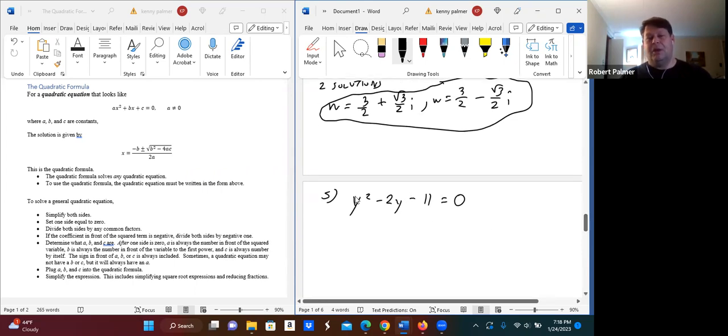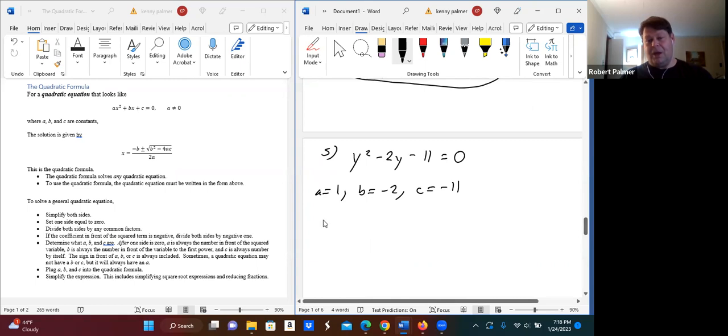Okay. Now, once again, this one's already in the right form. So a is the coefficient in front of the squared term, which is 1. b is the coefficient in front of the single variable term, which is -2. And c is the constant by itself, which is -11. Right? And then plug all these in. And this time we're solving for y.